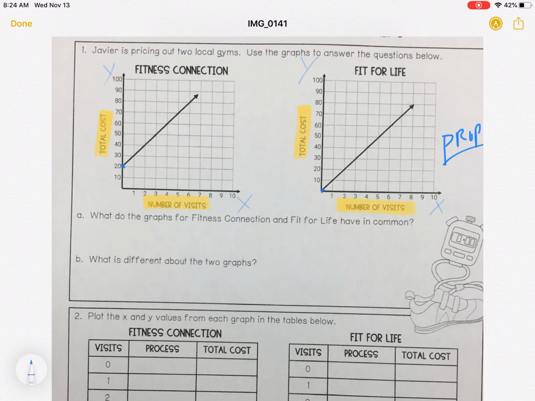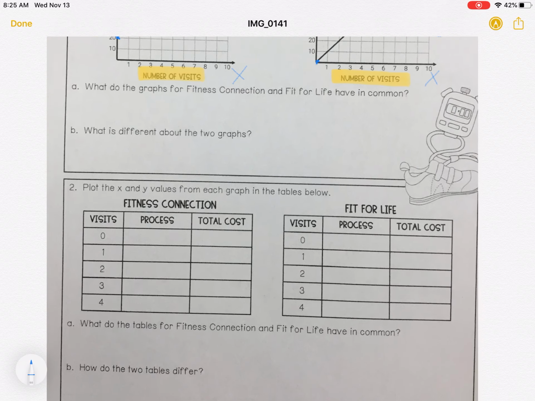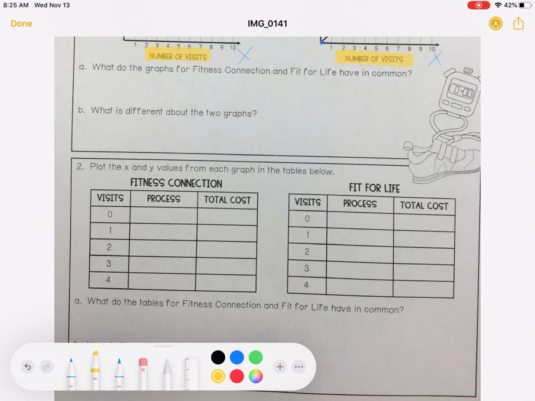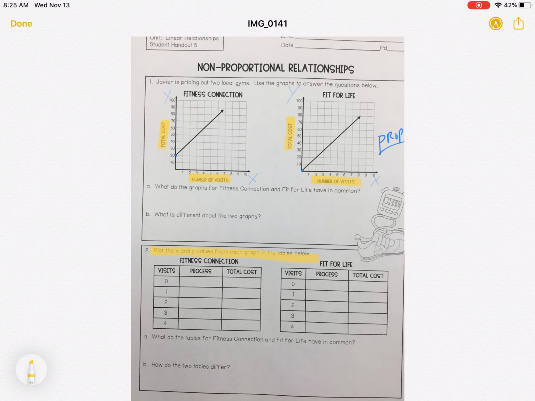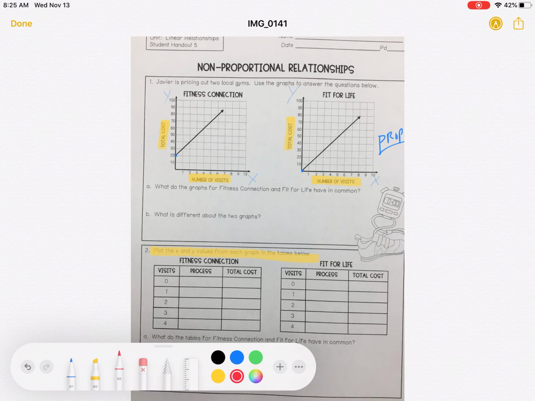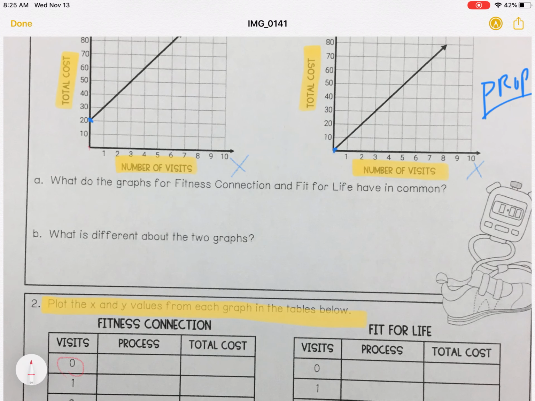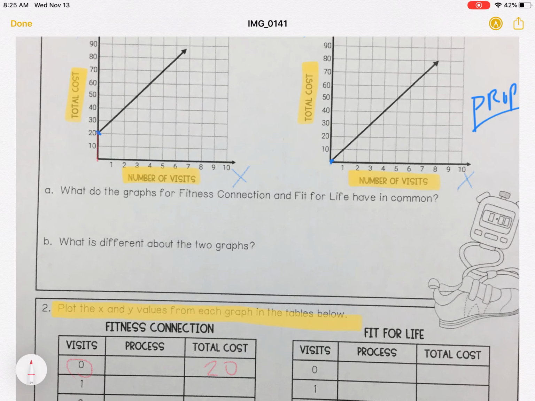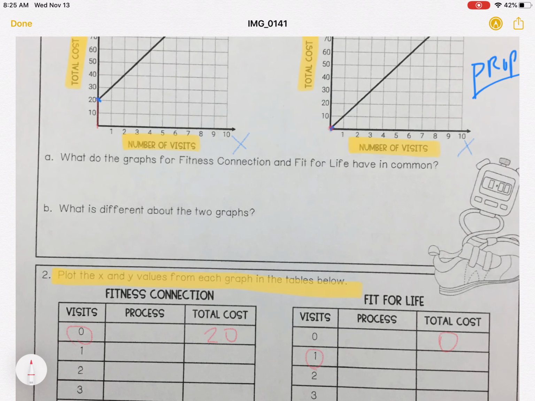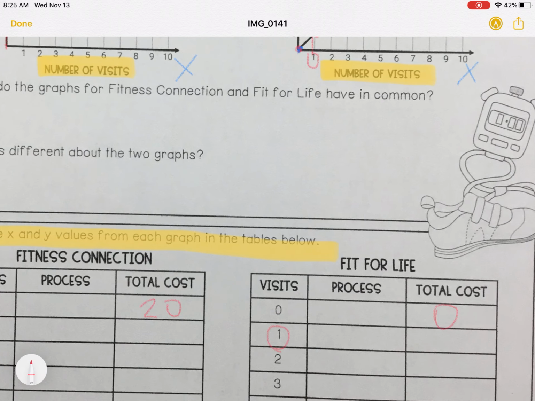What is different about the two graphs? Well, one is non-proportional and one is proportional. Plot the x and y values from each graph. Let's plot 0 visits. Here's my 0, and I go up, and it's 20. 0 visits for Fit for Life is right here. It doesn't go anywhere. It's still at 0. 1 visit for Fit for Life is right here, and I go up, and it's at the 10. So my total cost is 10.